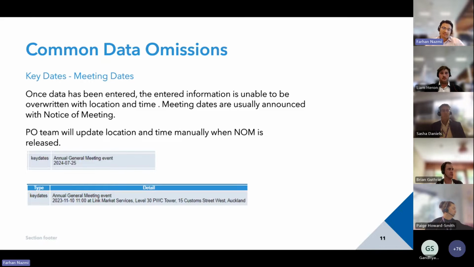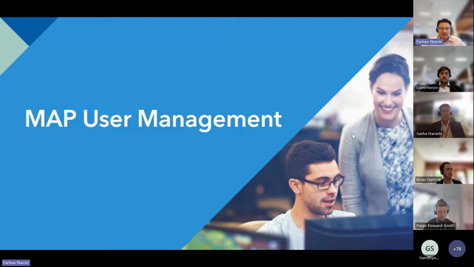If you put the date first, and then you have the location and time later, you can't enter it anymore. We can amend it for you, but we prefer you to announce the meeting dates when the notice of meeting is announced. All right, so that is the last common data omission.